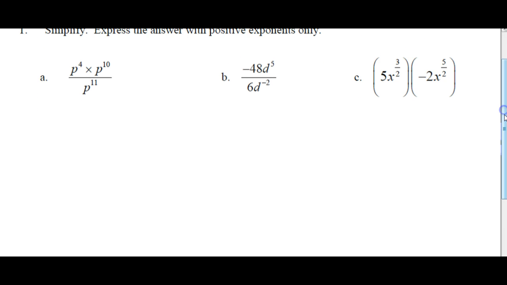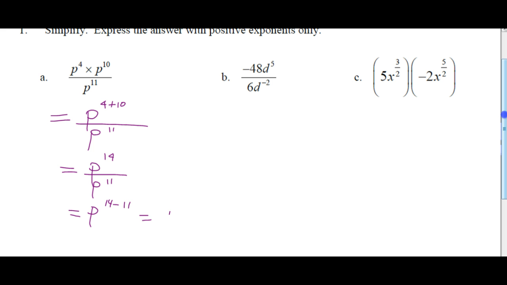Okay, so p to the 4th times p to the 10th over p to the 11th is... So what are you going to do? You're going to add these exponents. That gives you p to the 14th over p to the 11th, which is p to the 14 minus 11, which is p cubed. Now, you might do that in fewer steps, but this is just showing you the full details, right? So what's going on here?